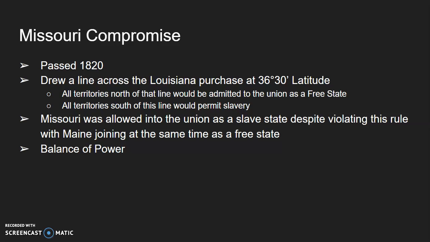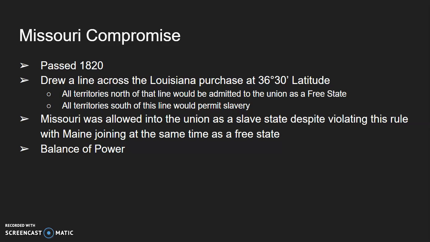And in the case of the Missouri Compromise, they basically drew a line along the 36-degree, 30-minute latitudinal line. And they said any U.S. territory north of that line, when it enters the Union, is going to enter as a free state. And any U.S. territory south of that line, when it enters the Union, is going to enter as a slave state.